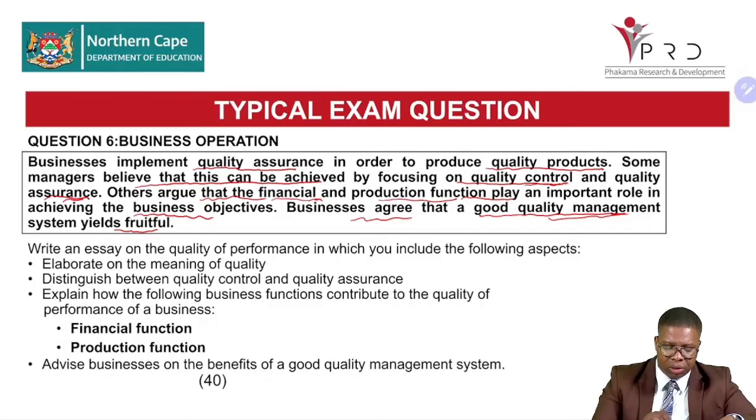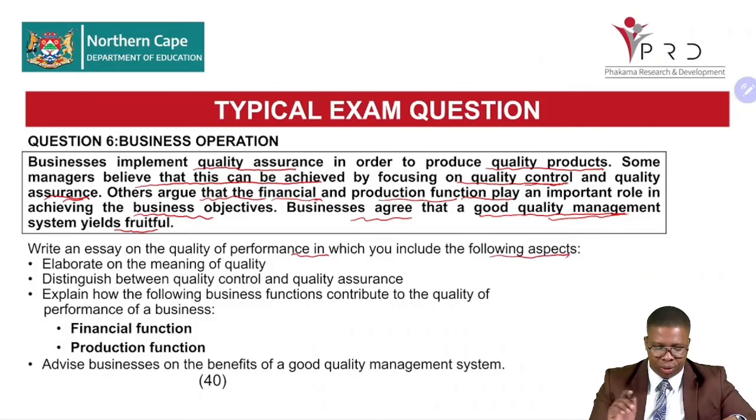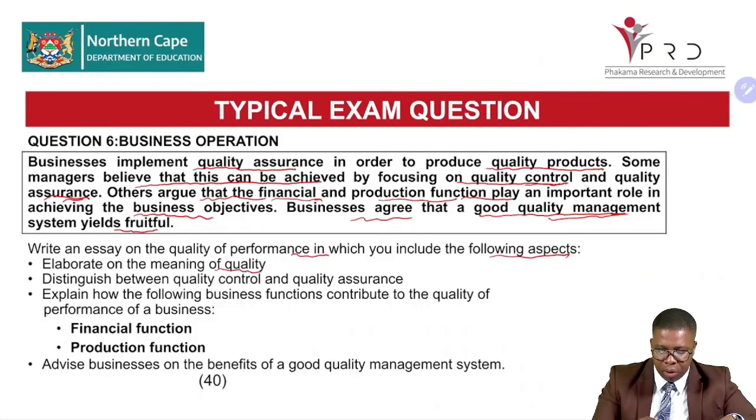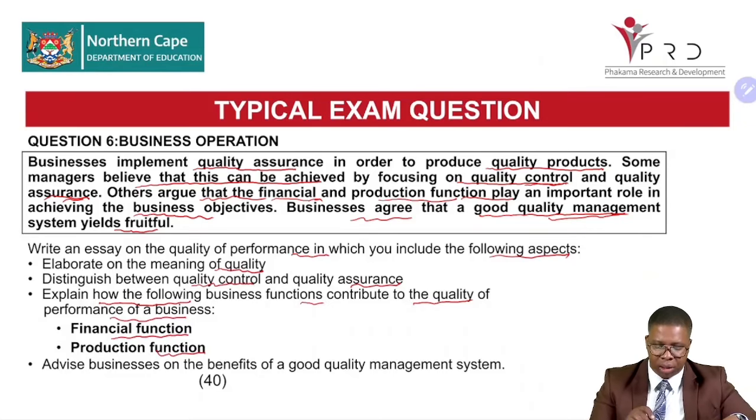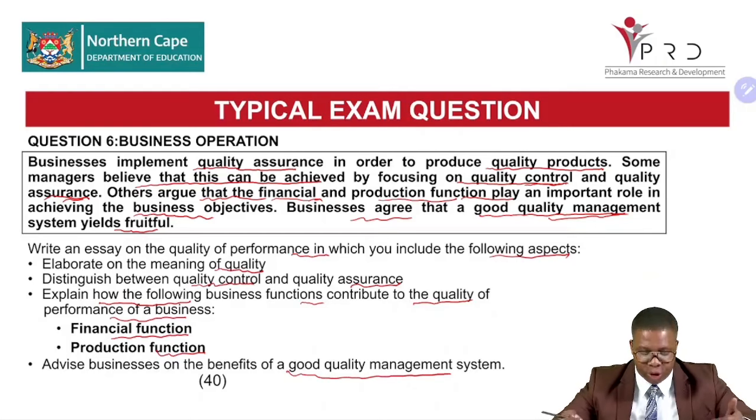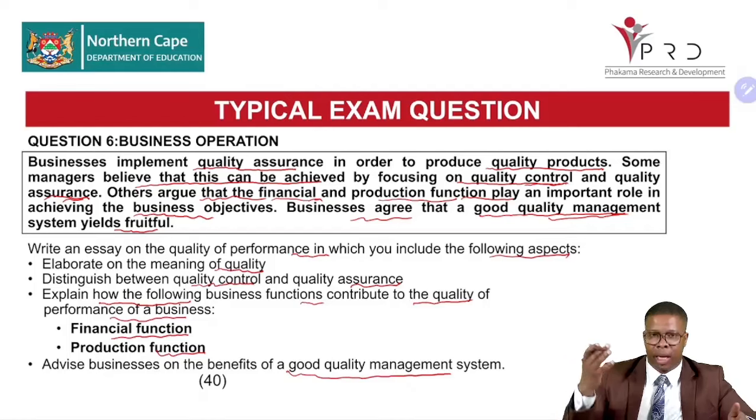So the instruction then says to you, write an essay on quality of performance in which you include the following aspects. Now, this is what you focus on. 1, you elaborate on the meaning of quality. Number 2, you distinguish between quality control and quality assurance. Then you explain how the business or function contributes to the quality of performance of a business. Then you also look into the financial function and the production function to say how these functions are contributing to the quality performance of the business. Then the last part will be advise businesses on the benefits of a good quality management system. Then you are safe. You interpret it, you include your introduction and your conclusion.